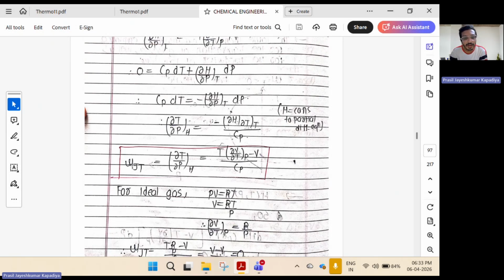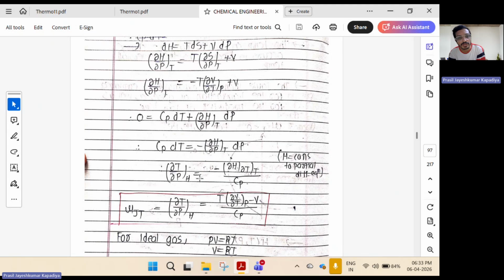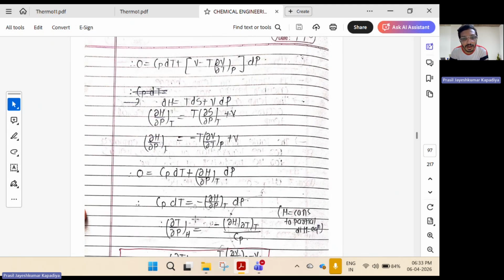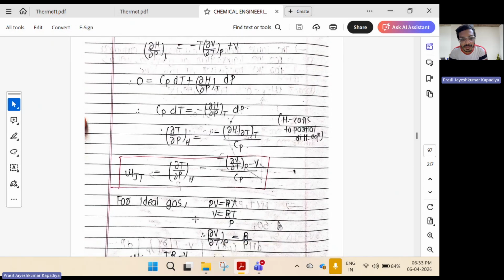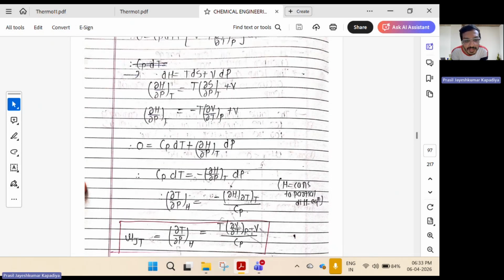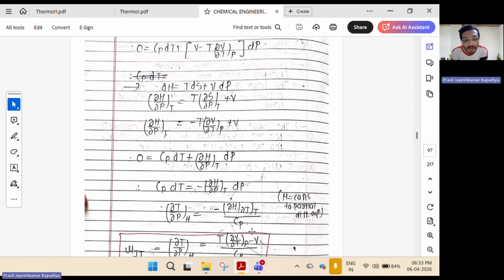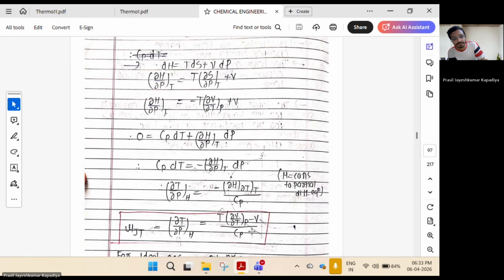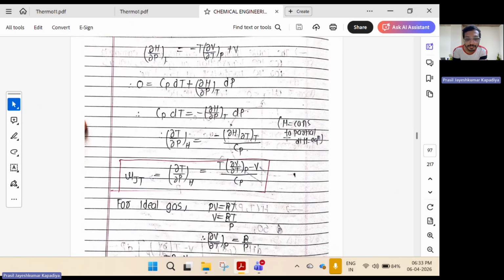So what can I write? My Joule-Thomson coefficient was del T by del P at constant enthalpy, that I can replace with this term: V minus T del V by del T at constant pressure, minus V, divided by Cp. Okay. So this is what we are just replacing. It should be P here. There is one mistake. So this is our term.